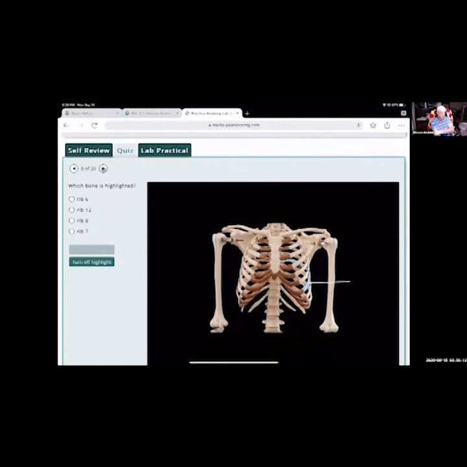Number 9, which bone is highlighted? Rib 7. Okay, this is the one. Is it connected? Yeah, it looks like it goes right to the last rib that connects to the sternum. So it looks like rib number 7. Yep, perfect.